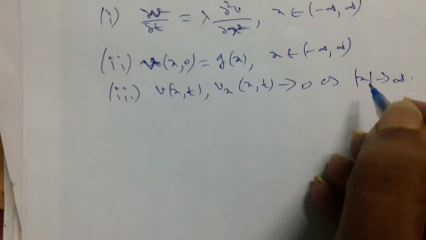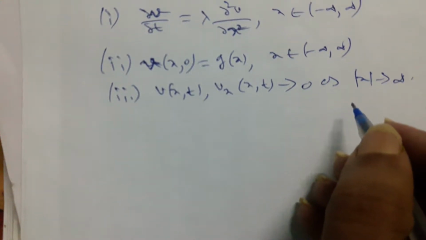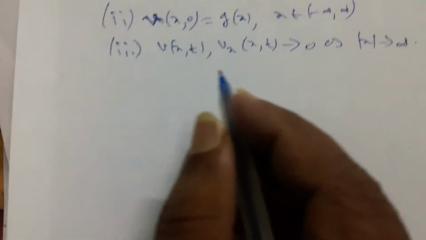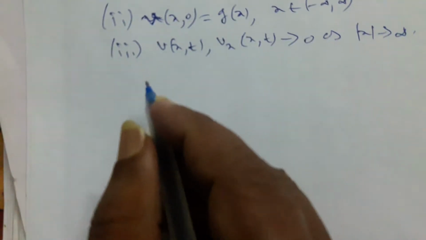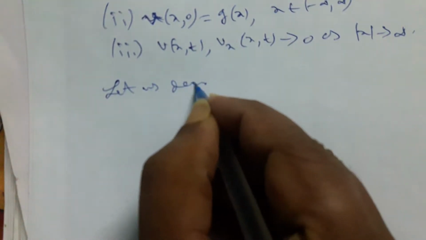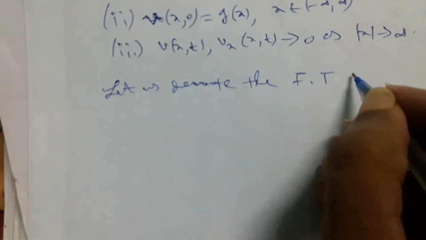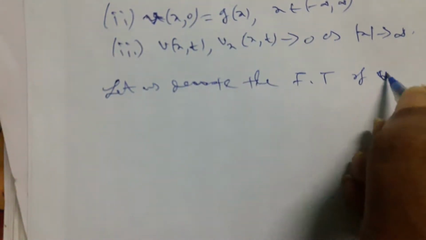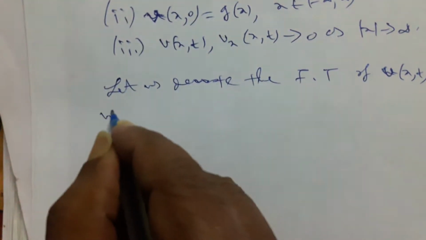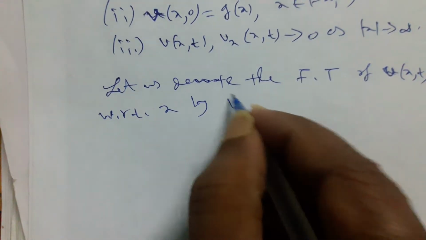But here we have to solve this problem. So at first, let us denote the Fourier transform, or shortly write FT, of V(x,t) with respect to x by V bar(k,t).